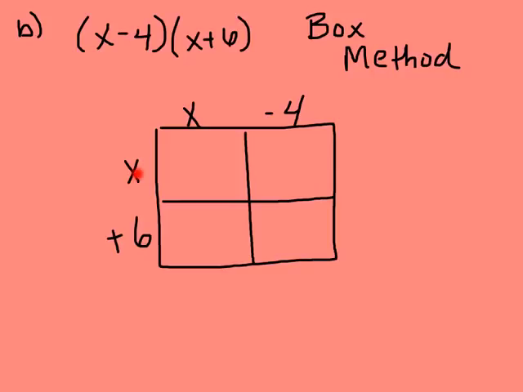x times x, and that's going to give me x squared, x times negative 4, which is going to give me negative 4x, x times 6, which is going to give me 6x, 6 times negative 4, which is going to give me negative 24.